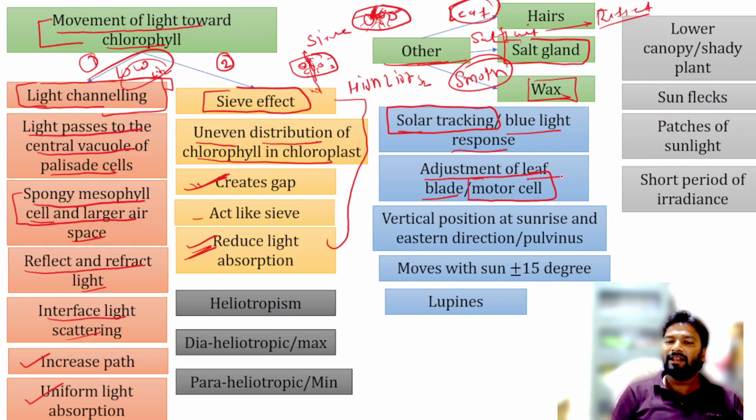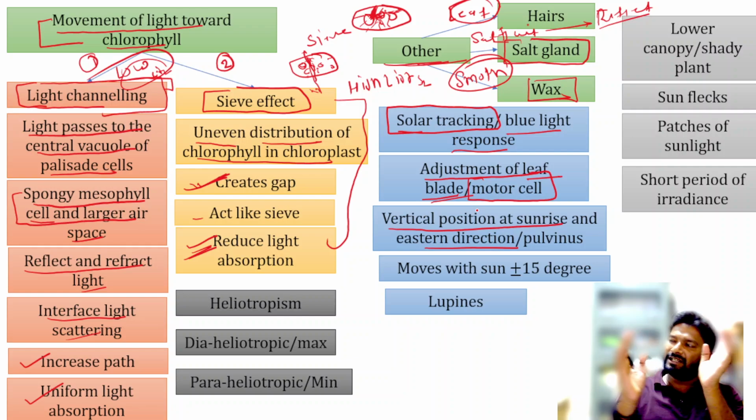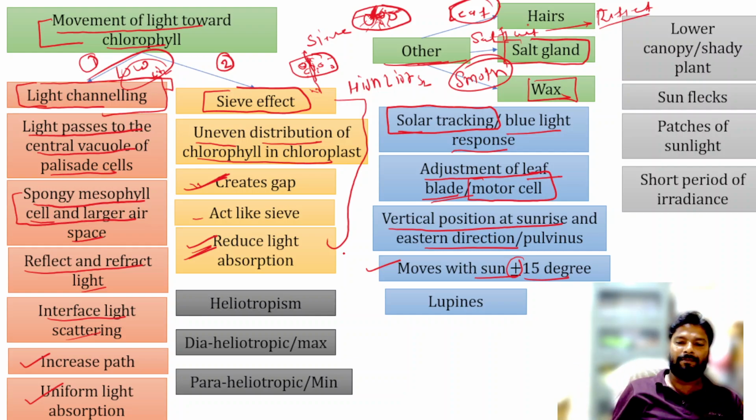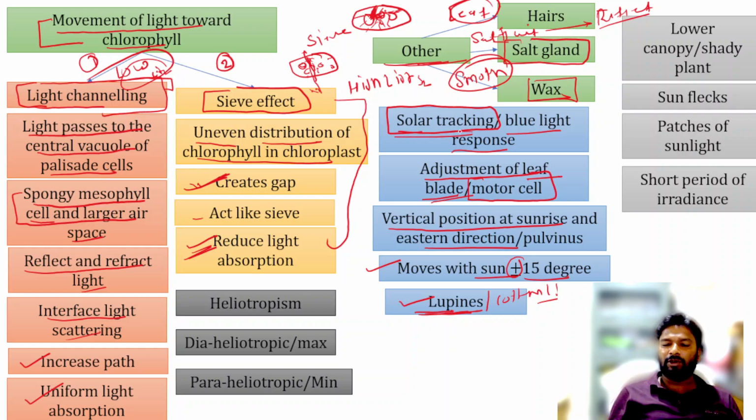Okay, which is present in the leaf blade, and vertical position at sunrise and eastern direction. Okay, so as the sun is in the east, the leaves will be in the east, and as soon as night comes they will become horizontal. Okay, these leaves move with the sun plus or minus 15 degrees. They move 15 degrees from the angle of the sun. This solar tracking is found in some plants like lupines. Okay, also cotton, soybean. So these plants do solar tracking. So this is one of the strategies to increase the light absorption.